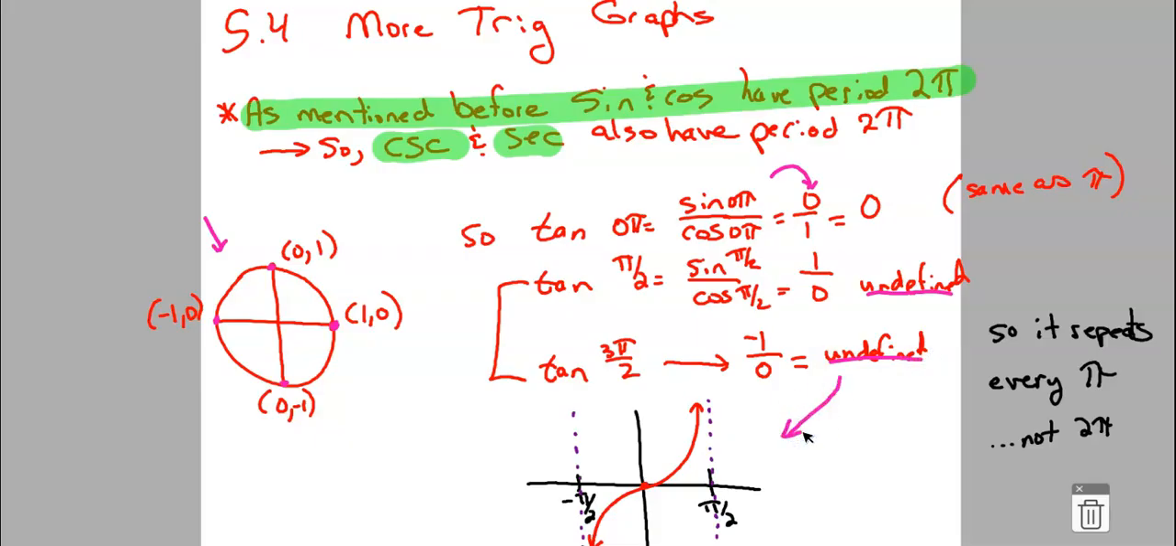So look at the graph. When you start graphing this, at 0 it's going to be 0, and at pi over 2 it's going to be undefined, so you have a vertical asymptote. If you go anywhere in between, like a 30-degree angle, pi over 6, or pi over 4, and start graphing that, you'll see the graph looks like that. So a tangent function sort of looks like a cubic function. It's not a cubic function, but it looks like one.